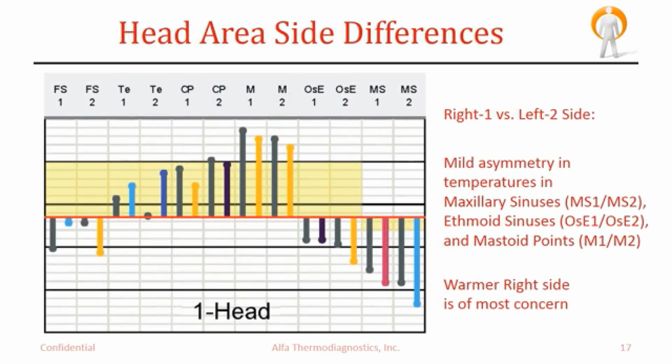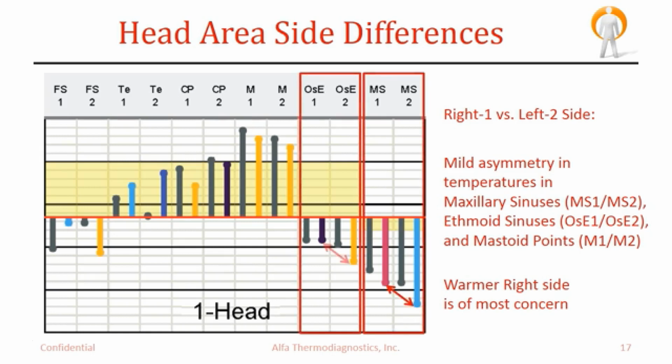And the other side-to-side differences we look at in the head, where you see the right side is warmer than the left. We see that pattern. We're always interested in the warmer of the two. And here you see on the right side is colder than the left. And here a little bit of asymmetry. So there is some asymmetry in the head.